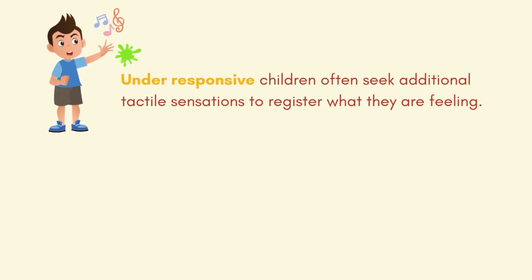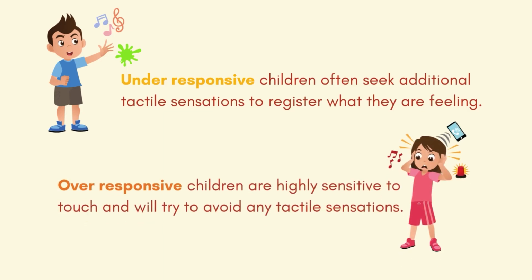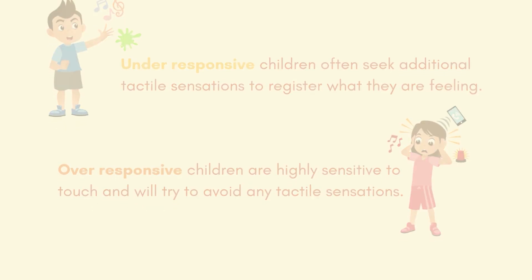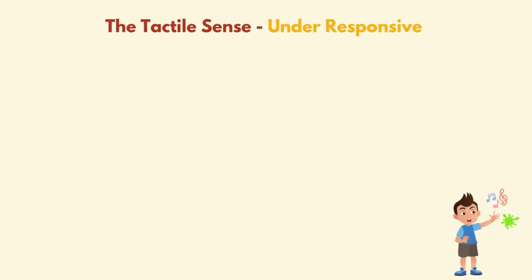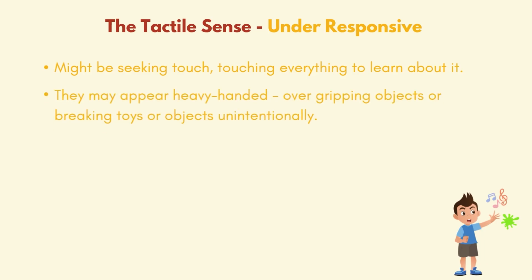So what does our tactile system look like when it's not working effectively? Under-responsive children often seek additional tactile sensations to register what they are feeling, whereas over-responsive children are highly sensitive to touch and will try to avoid any tactile sensations. Under-responsive children might be seeking touch, touching everything to learn about it. They may appear heavy-handed, over-gripping objects or breaking toys or objects unintentionally.